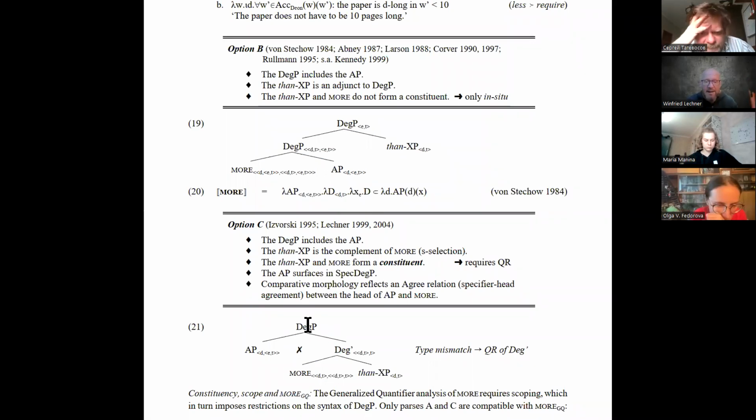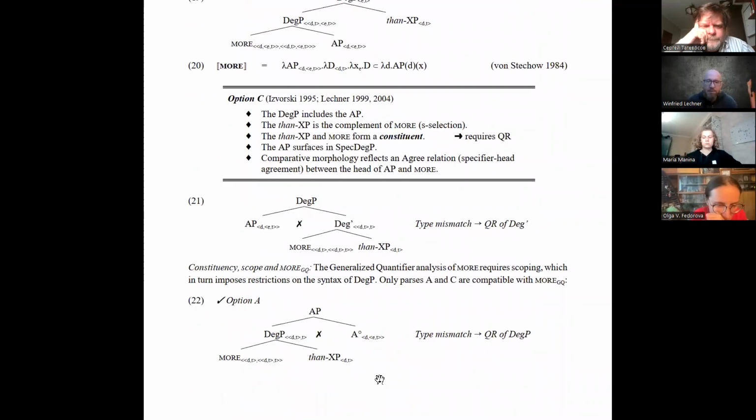Here again, the degree phrase is containing the adjective phrase, but the organization between the degree head and the AP is different. While on option B the degree head and the adjective phrase form a unit, this is not the case in option C. In option C, it's the degree head and the than phrase, the than complement, that form a constituent. Good.